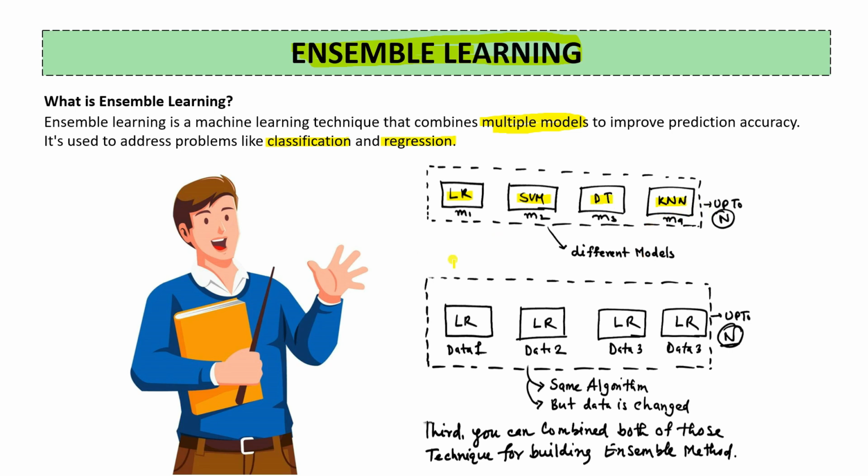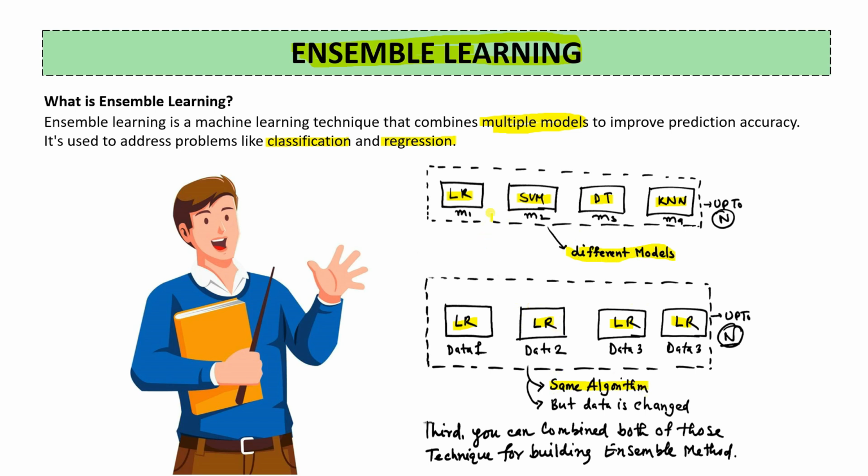Now, there is a second way you can design your ensemble learning method. In the second way, you use the same type of machine learning algorithm. Let's say linear regression, linear regression, linear regression, and linear regression, up to n machine learning models. So what is the difference between this one and this one? In the first case, we use different types of machine learning models, and in this case, we use the same algorithm at a time.